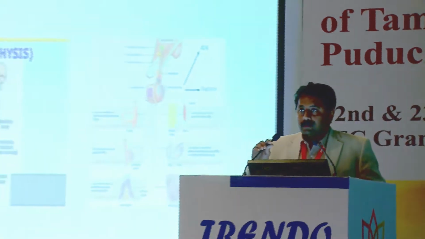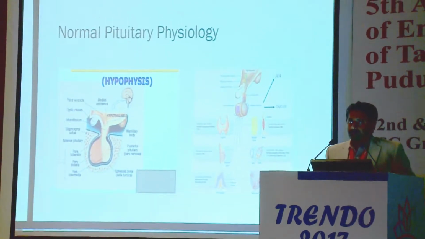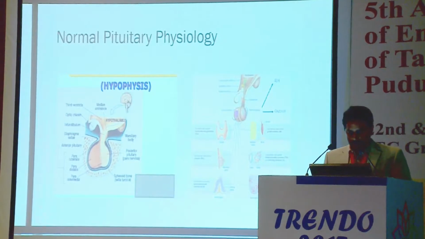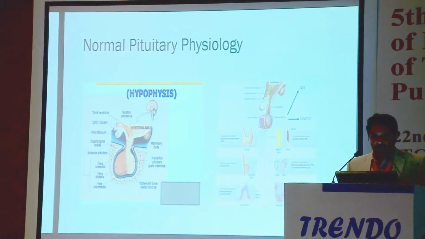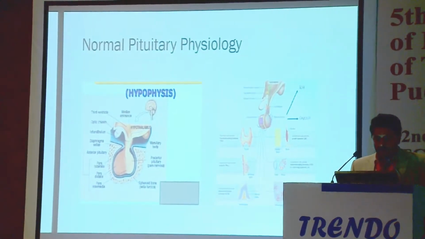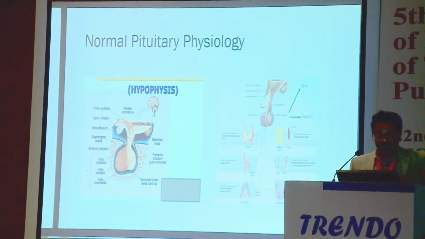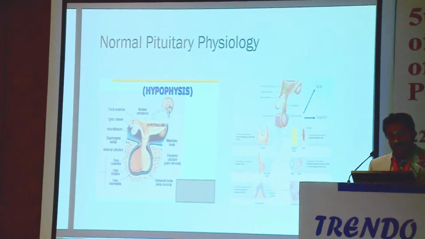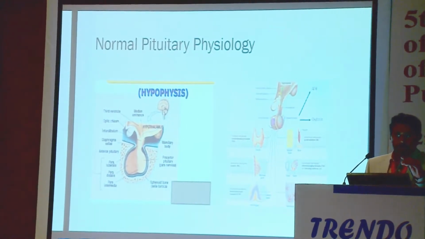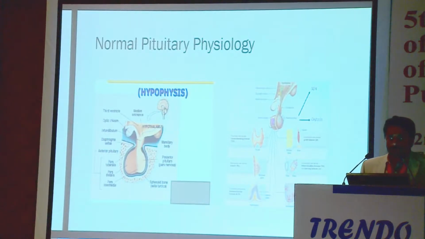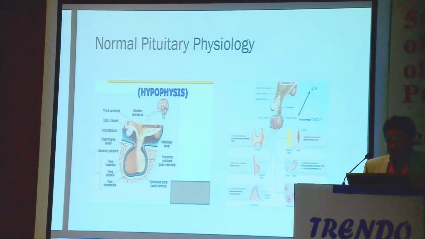So before moving further, I think we will just brush up our knowledge on normal pituitary anatomy and physiology. As you can see, the pituitary is a peanut-shaped gland situated in a very safe pocket in the base of the skull, the sella turcica. Anatomically and functionally, there are two different components, the anterior pituitary gland and the posterior pituitary gland. Physiologically, we have traditionally been taught that the pituitary gland is the master gland controlling all other, or at least most of the other, endocrine glands in our body.